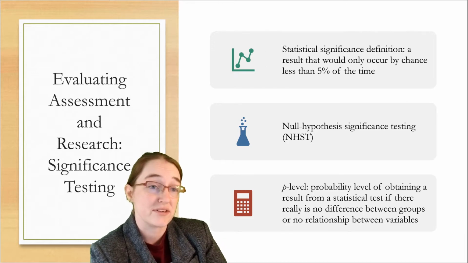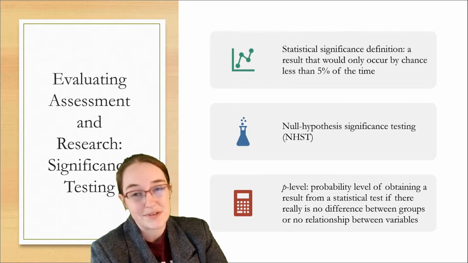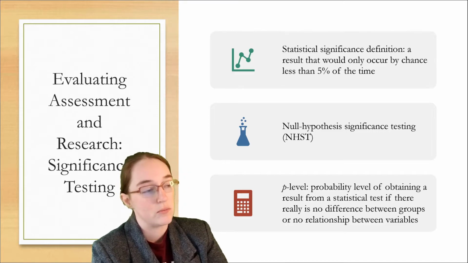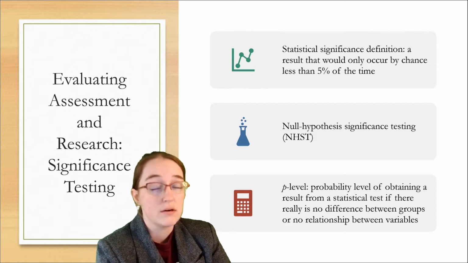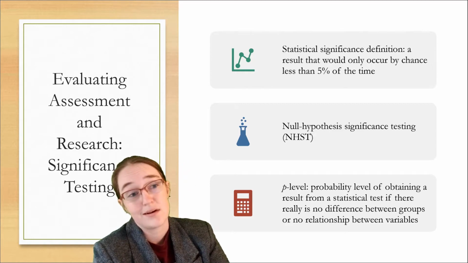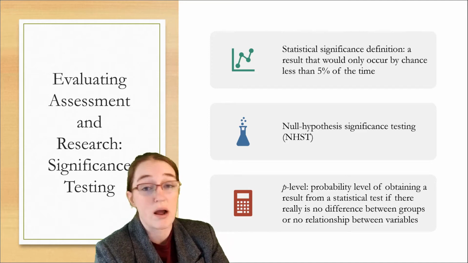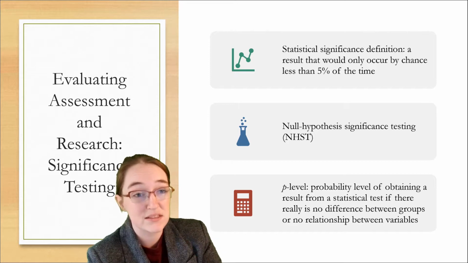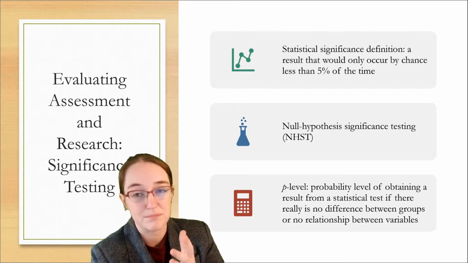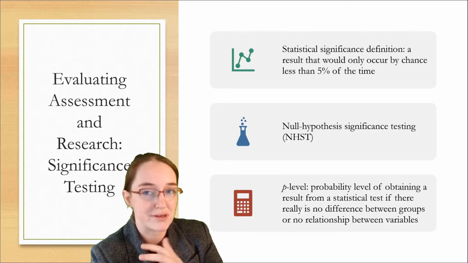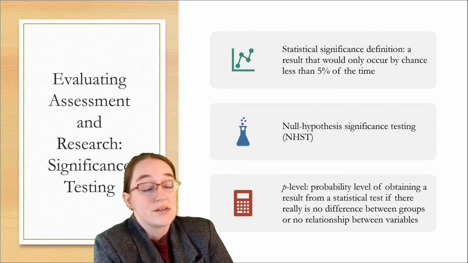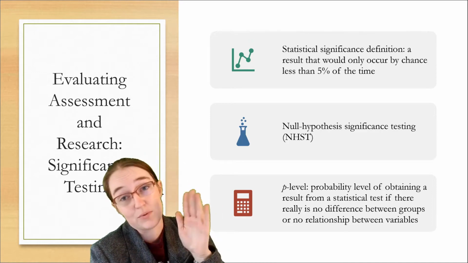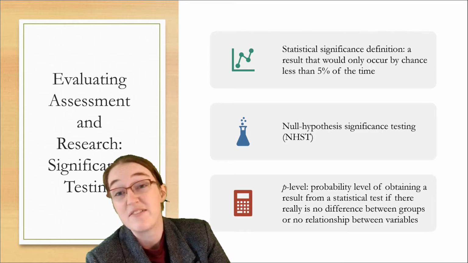So statistical significance is this idea that a result is real, that it's meaningful. But from a more technical standpoint, it's a probability. It's a percentage almost, that's how you can think of it. It's the idea that a result would only occur by chance, and we can decide what the rule is, but in psychology it's 5% of the time.